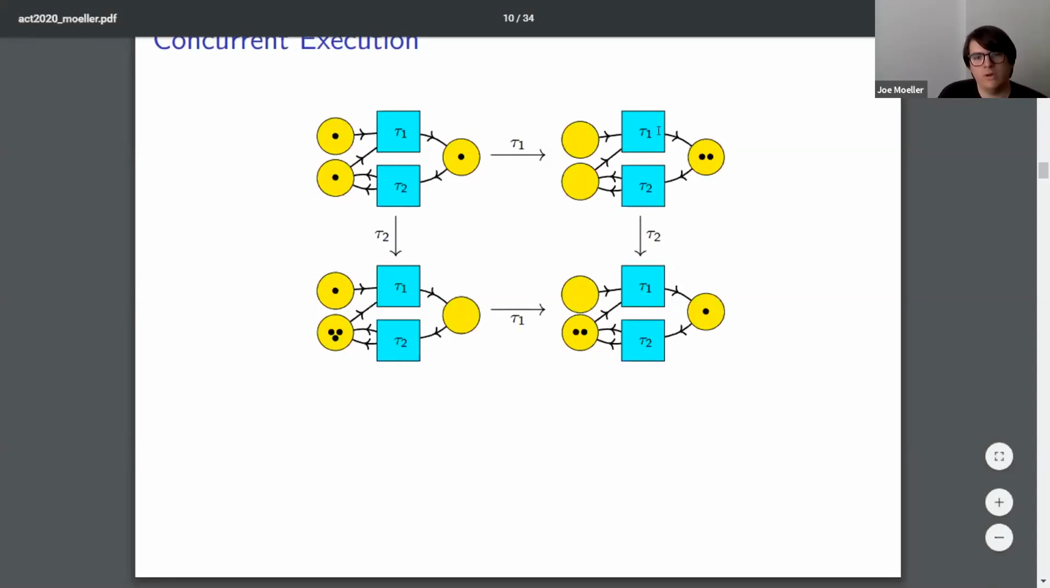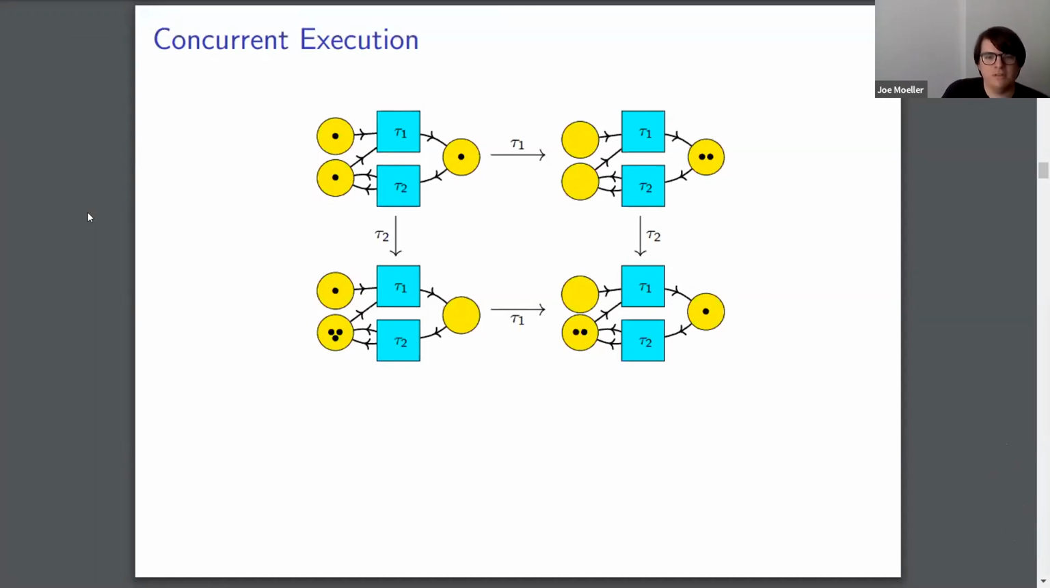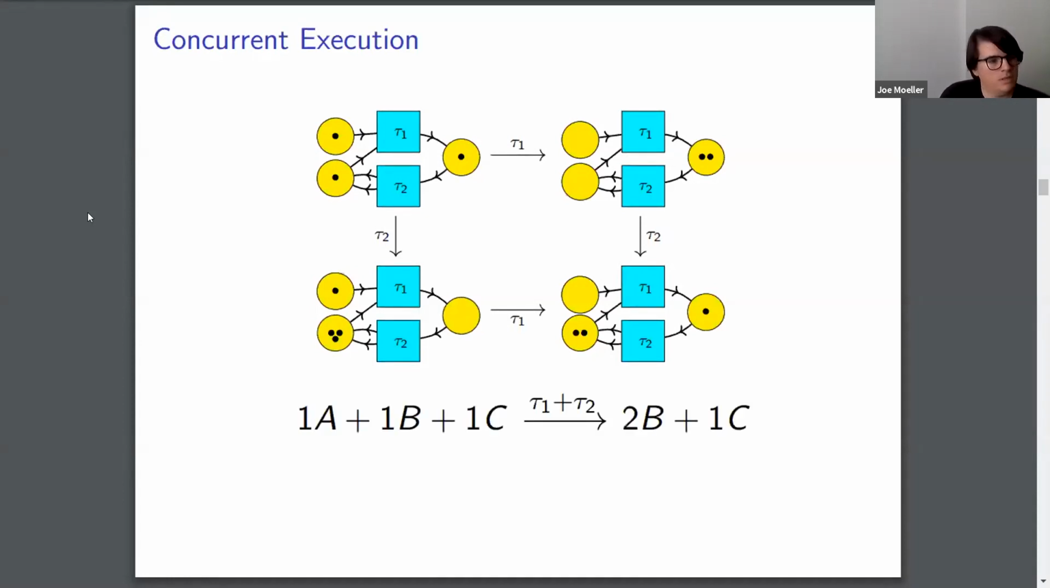If you did tau1 first, you took these two tokens and produced one in C, and then you ran tau2 and it put 2 back into B. Or if you did it the other way around, the result is the same. So this square is commuting, and this is what we mean by doing these processes concurrently. This is supposed to be a model. One way that people use Petri nets is as a model of concurrent computation, and this is where the concurrency is sort of naturally arising.